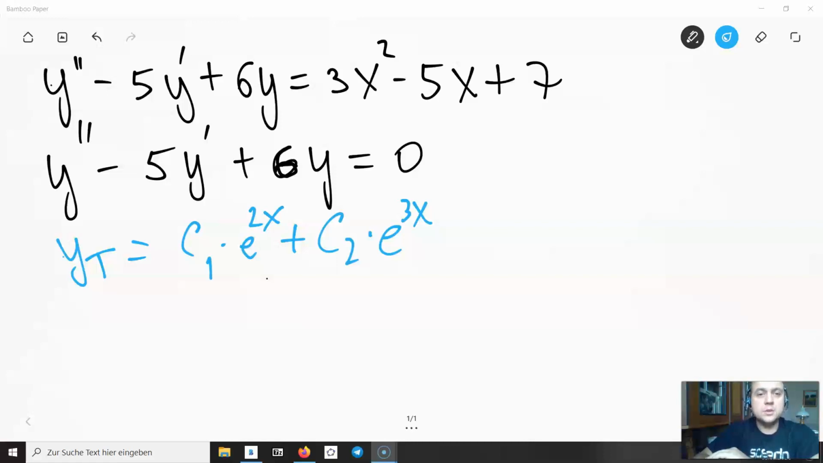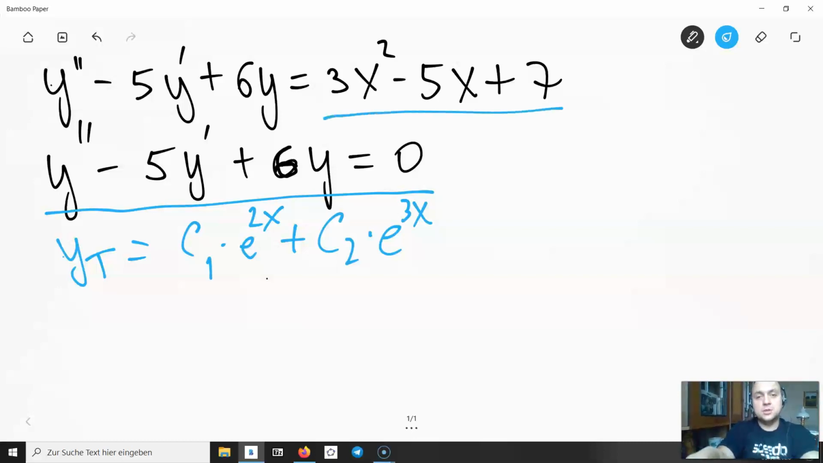In the last video we solved a second order differential equation which was homogeneous: y second prime minus 5y prime plus 6y equals 0, as you can see right now. Today we're going to go a step further and solve a similar kind of equation, but now this is non-homogeneous. So what will happen here?